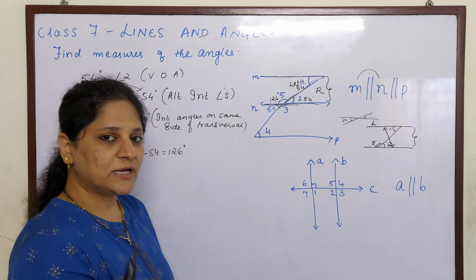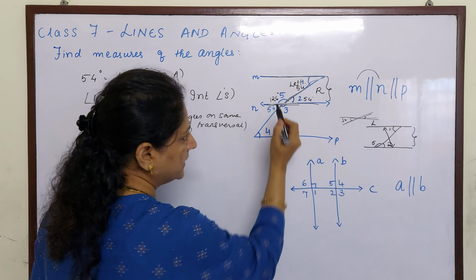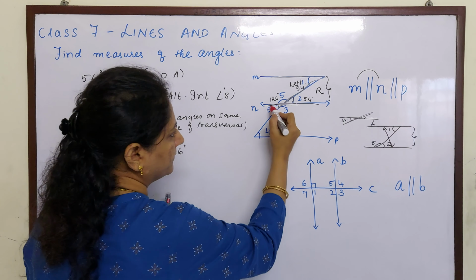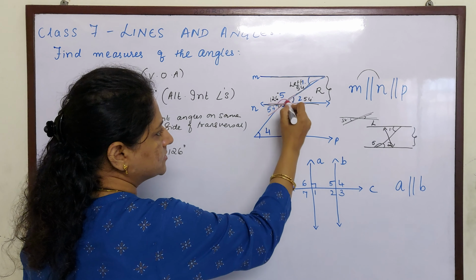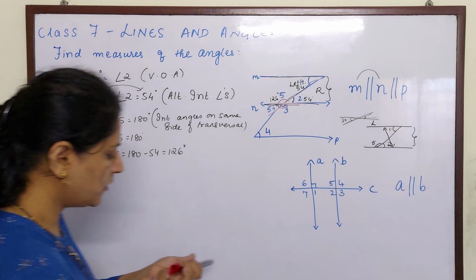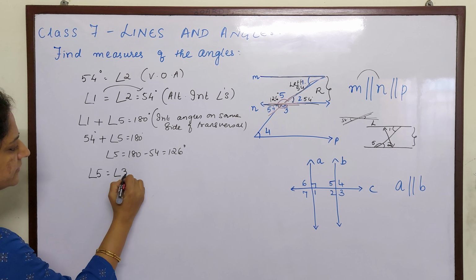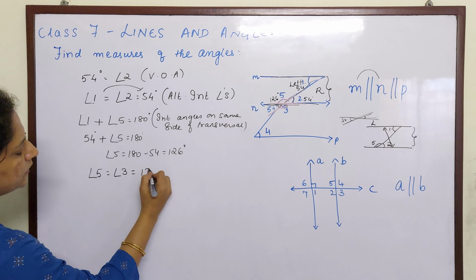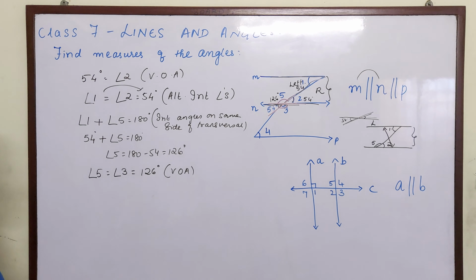Okay. Now you tell me children, what will be angle 3? I'll just draw the diagram. It is like this. And this is cross. And this is opposite. So what will be angle 3? Yes, vertically opposite angles. Angle 5 is equal to angle 3, which is equal to 126 degree, vertically opposite angles.